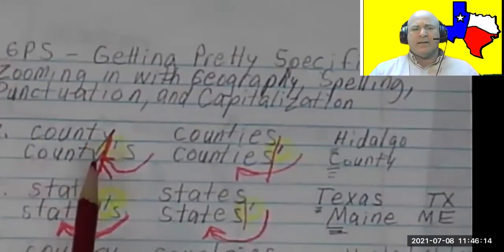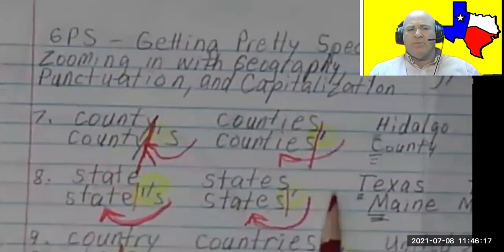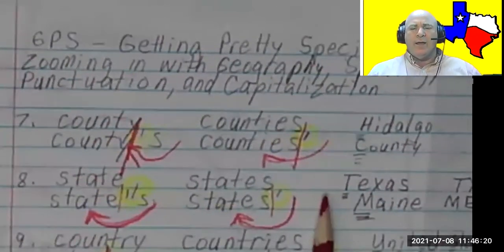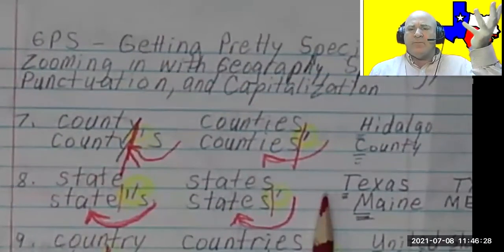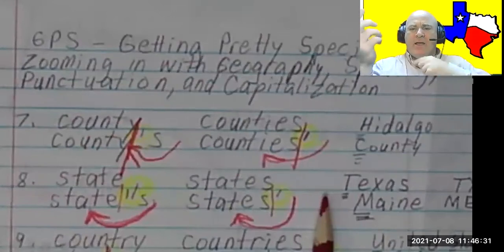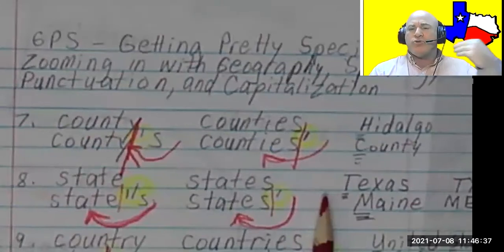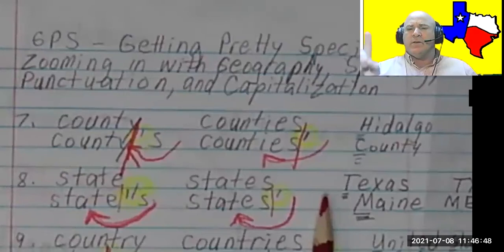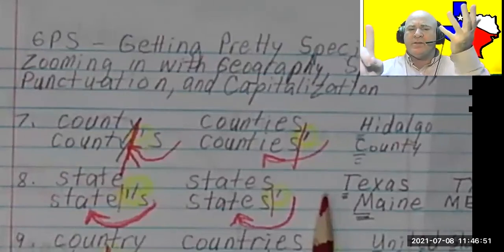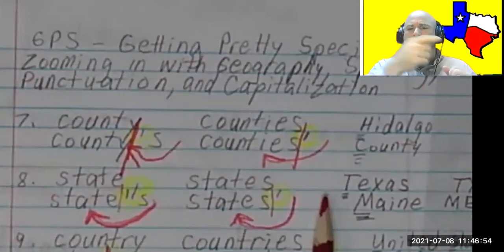So it would look like this: county, C, and I'm pretending to jump rope, O, U, N, T, Y, exactly the same as singular, but counties, apostrophe, S. Okay? The county's drainage has to have been pretty good because of all this rain. The county's, singular, possessive, apostrophe, and then S.